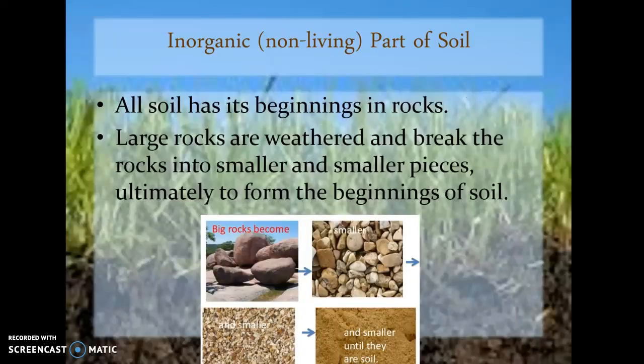First is the inorganic or non-living part of the soil. So this goes with our previous lessons from this unit about weathering. All soil starts off as rocks. Those large rocks become smaller and smaller and smaller till they're teeny tiny little pieces. Those rocks get weathered and broken down and ultimately are the beginnings of soil. So that is inorganic or non-living because rocks were never living.